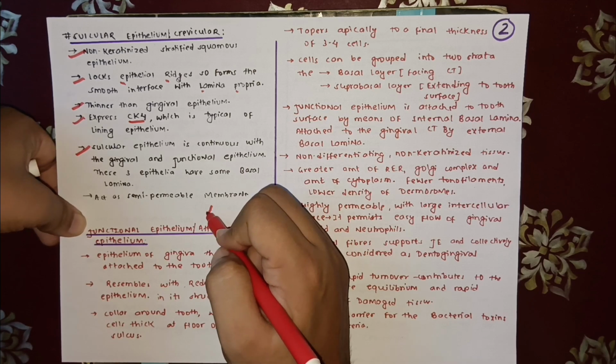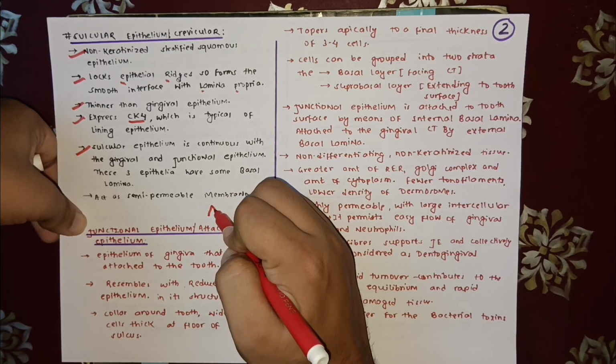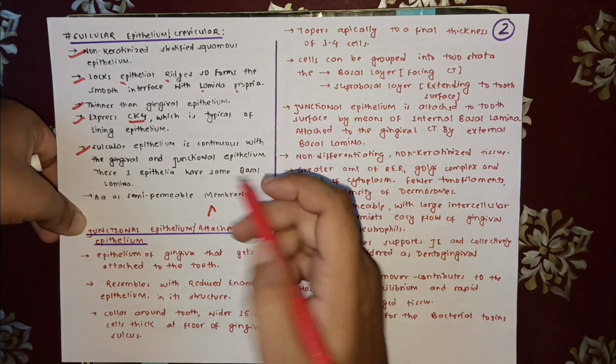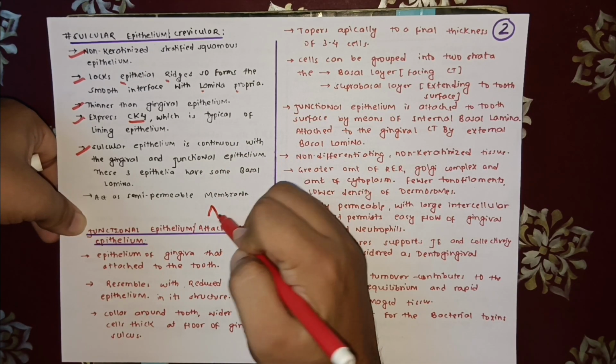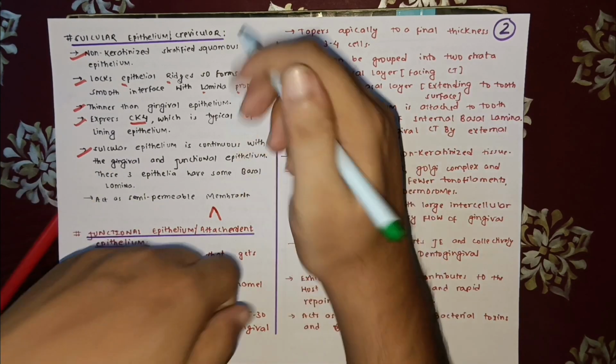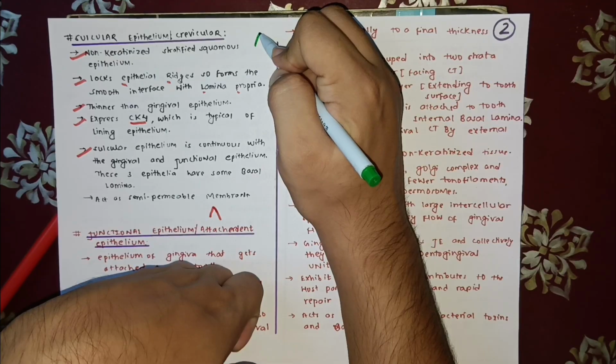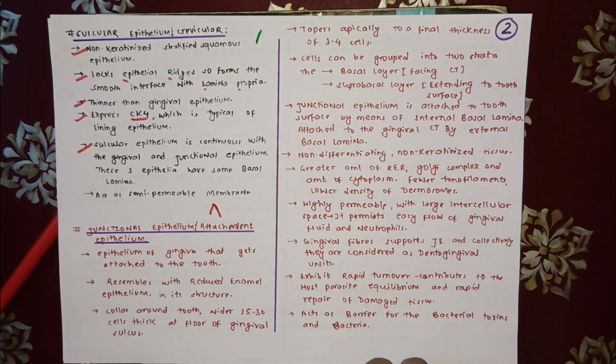Okay, marginal gingiva, marginal epithelium. After that, in the crevice or the gingival sulcus, we have circular epithelium. I will draw with another pen so it will be clearer. First of all, there is gingival epithelium, and it is keratinized stratified squamous epithelium.